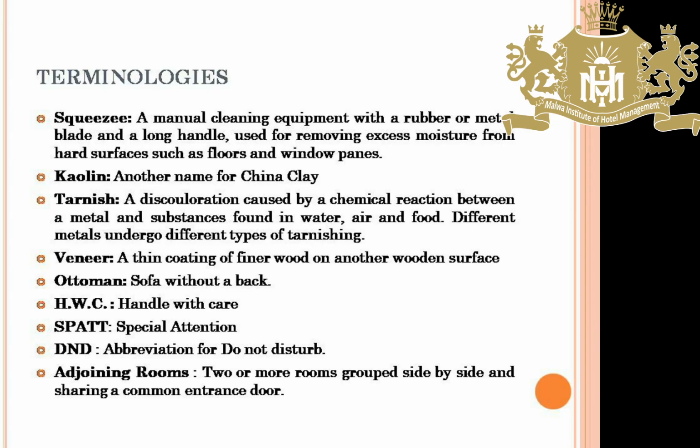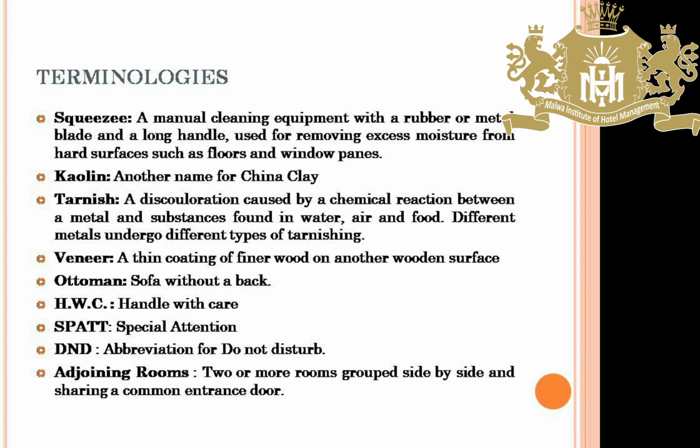Squeegee, a manual cleaning equipment with a rubber or metal blade and a long handle, used for removing excess moisture from hard surfaces such as floors and window panes. Kaolin, another name for china clay. Tarnish, a discoloration caused by a chemical reaction between a metal and substances found in water, air and food.